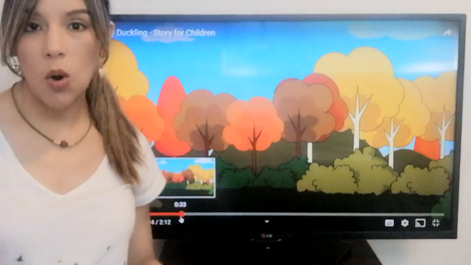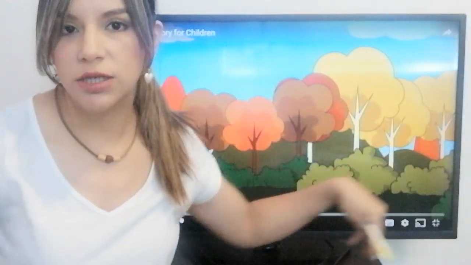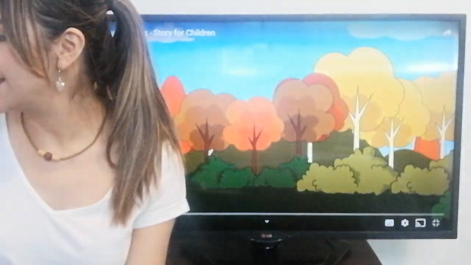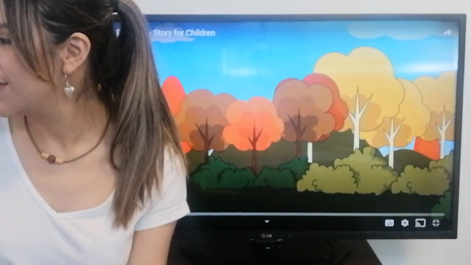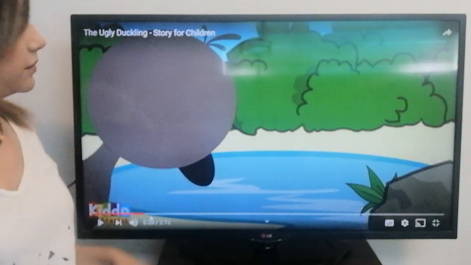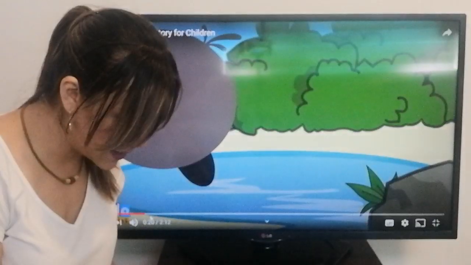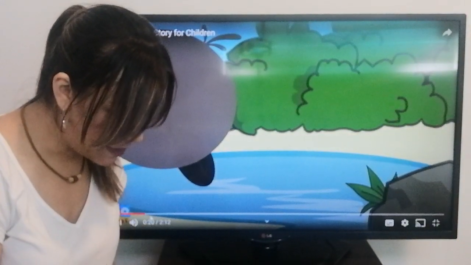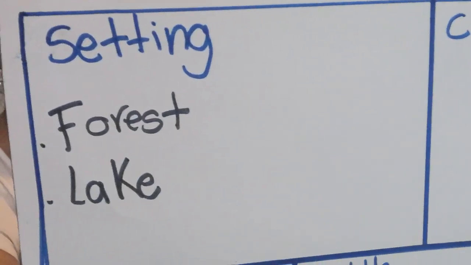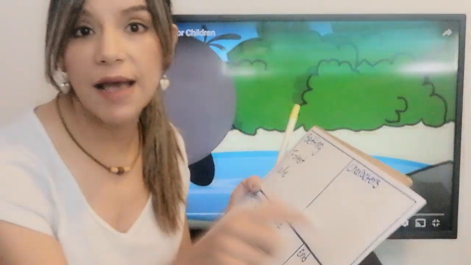But also tell me, what is the name of the place where the duck swims? What is that place? Do you know? That place is a, look, this is a lake. So we're going to write forest and lake because those are the places where the story happened. Forest and lake.